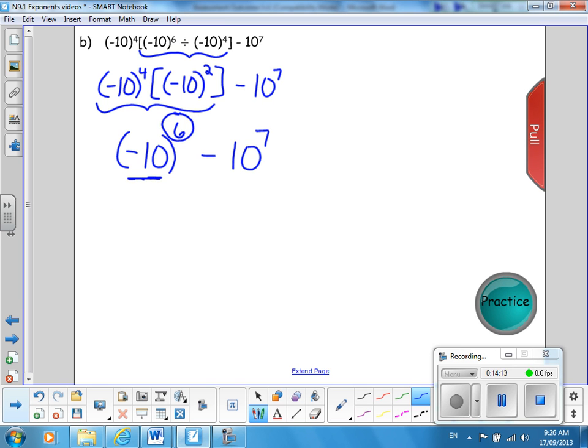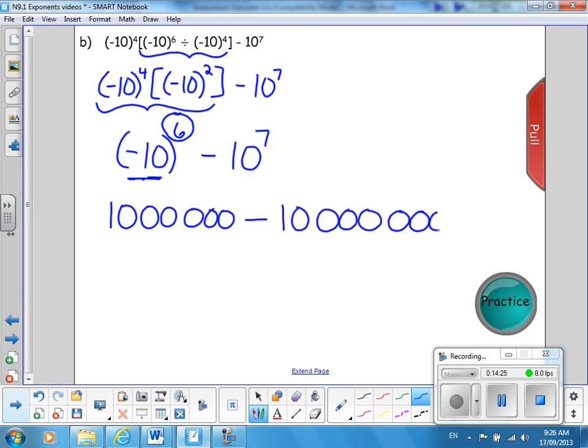10 to the exponent 6 is a 1 followed by 6 zeros. It's 1 million. Minus 10 to the exponent 7 is a 1 followed by 7 zeros. So it's 10 million. So now I subtract those, and I get negative 9 million.